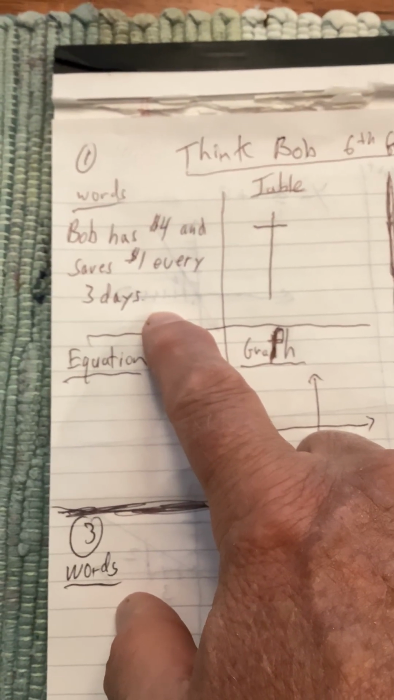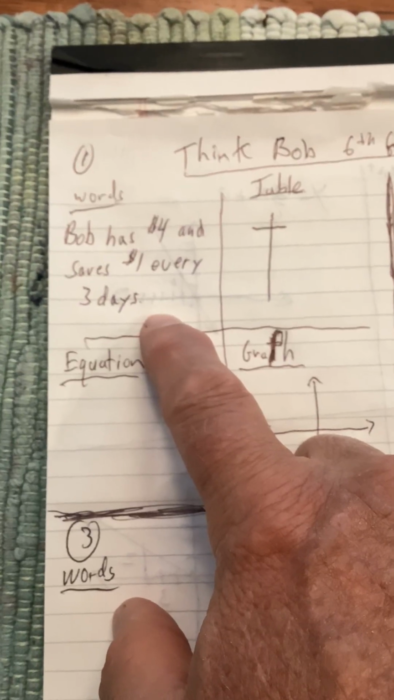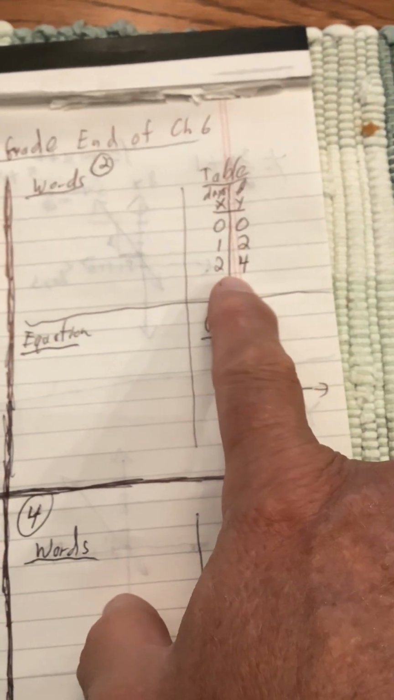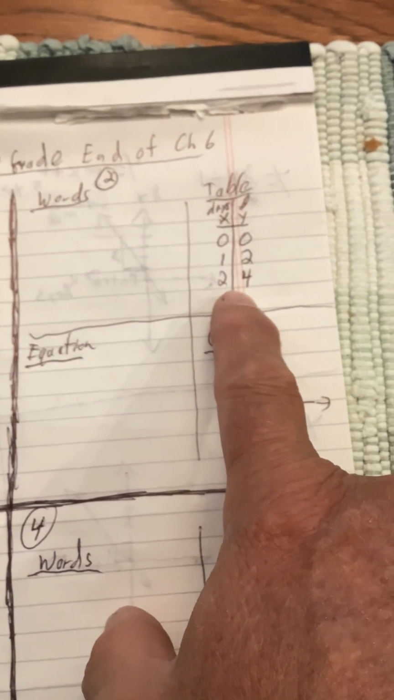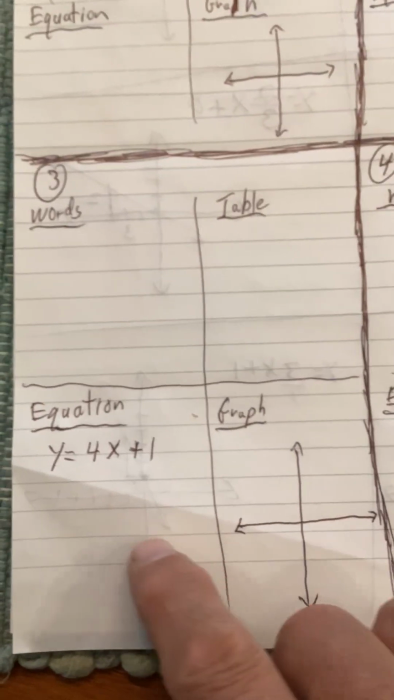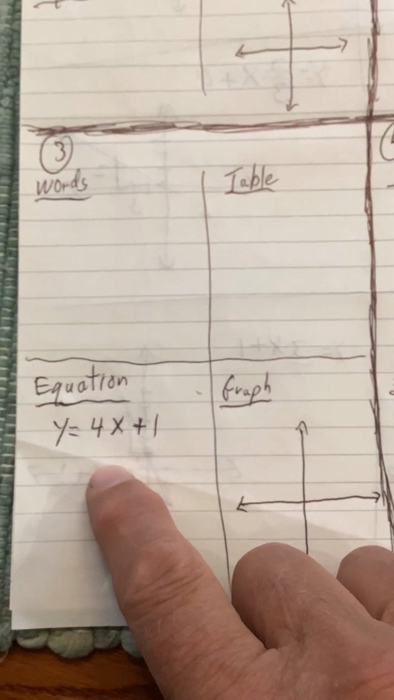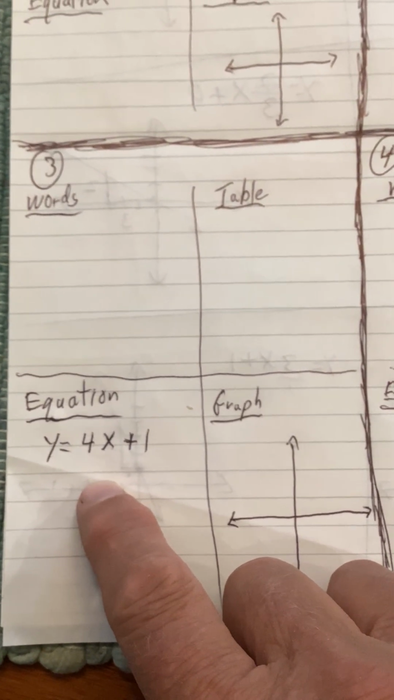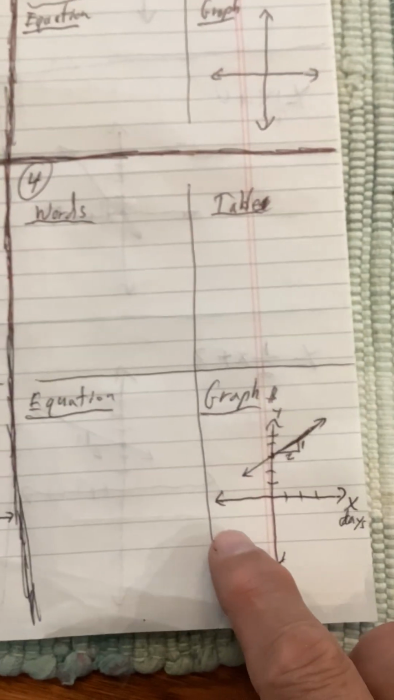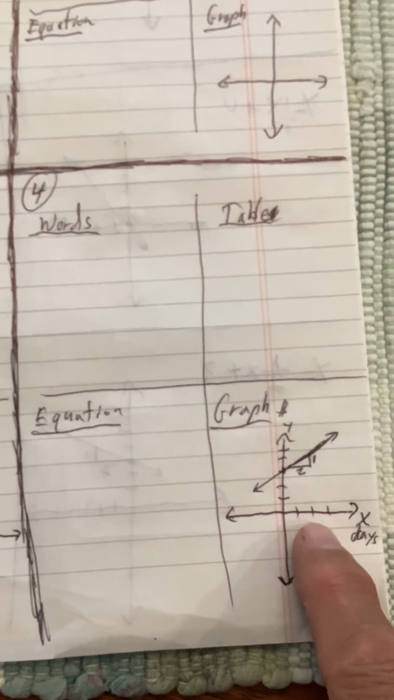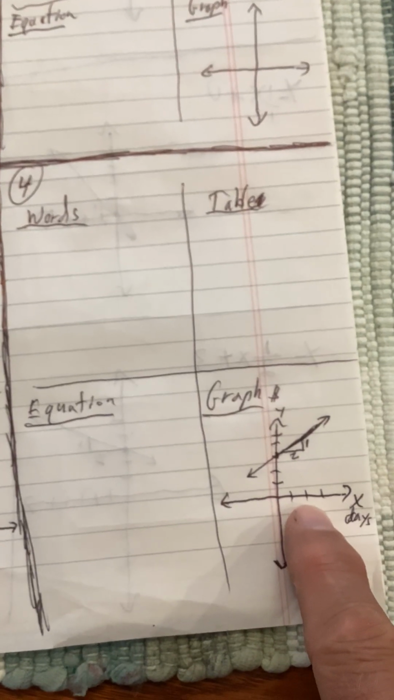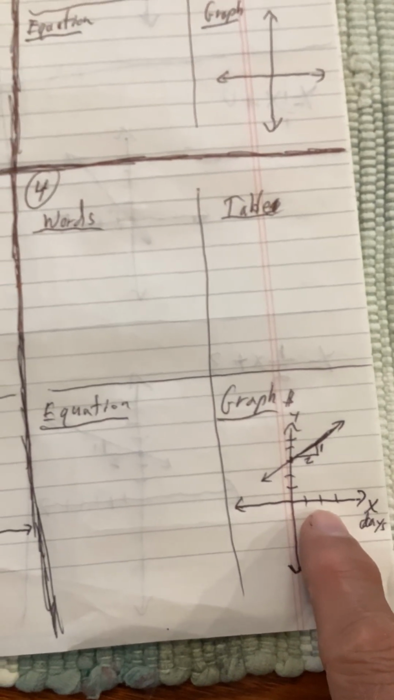Bob has $4 and saves $1 every 3 days. For number 2, I'm giving you the table. You can pause and write that down. Number 3, I'm giving you the equation: y equals 4x plus 1. You can pause and write all that down. And then number 4, I'm giving you the graph. You can pause and write that down.